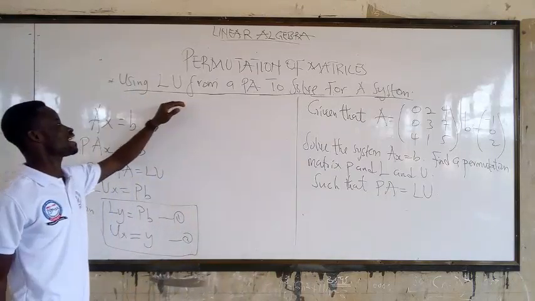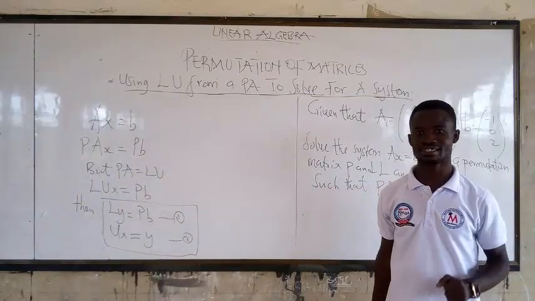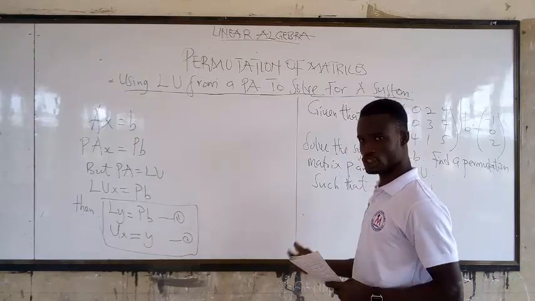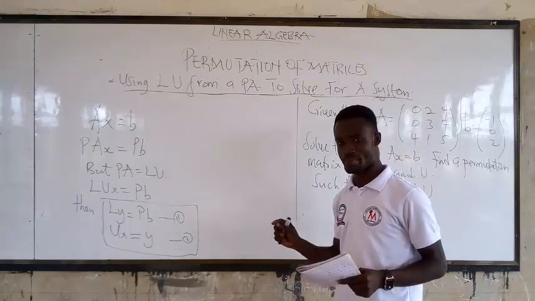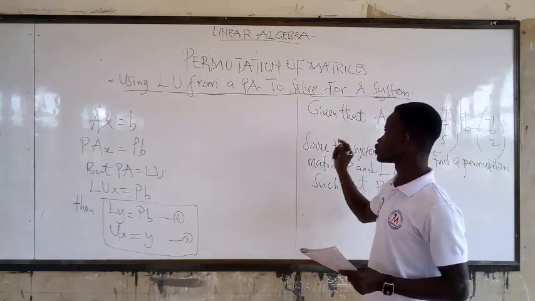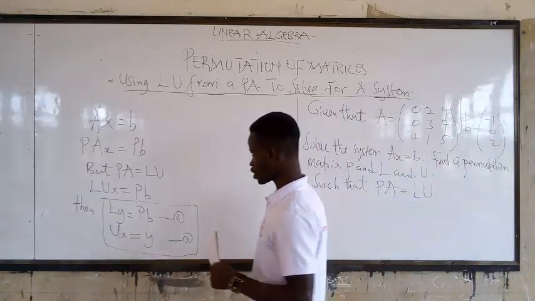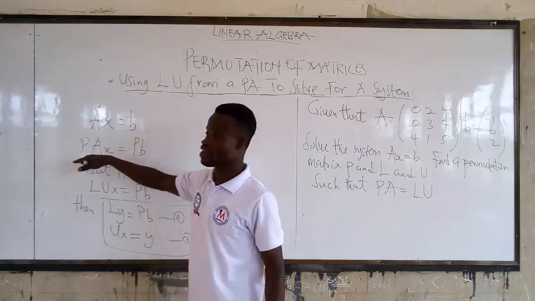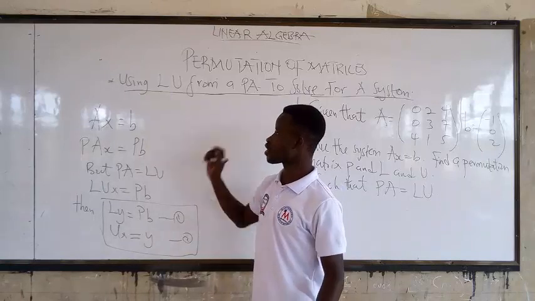Now let's see, using LU from a PA to solve for a what? A system. We are going to see how we can use the idea of LU from a PA, that is the permutation matrix, to solve for a system. So we are still using this idea, the matrix times x is equal to what?